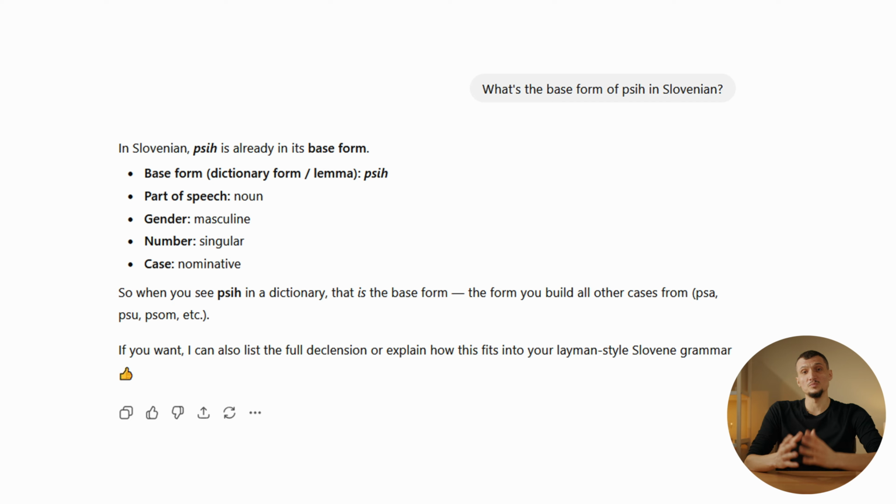What's the base form of psich in Slovenian? And it got it wrong. In Slovenian, psich is already in its base form. Wrong, it's not. Pus is the base form. And then it says base form psich, which is wrong. Part of speech, noun, that's correct. Gender, masculine, that's also correct. Number, singular. I mean, all of those are correct if we have pus in mind, but it's saying that this is for psich. And so it confidently says, so when you see psich in a dictionary, that is the base form, the form you build all other cases from.